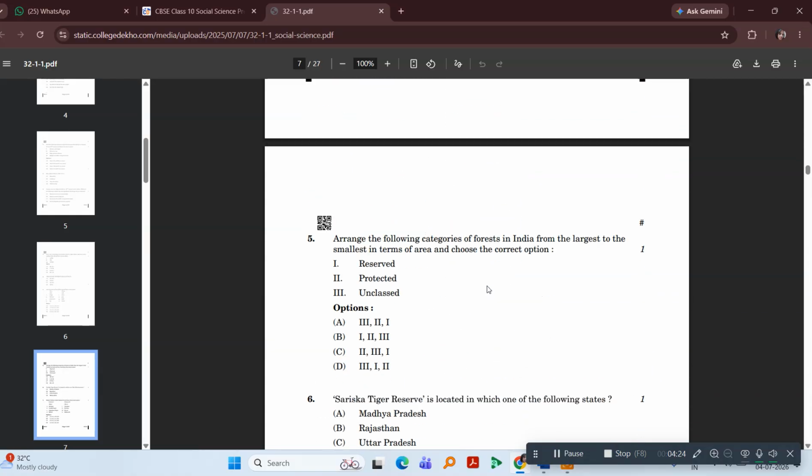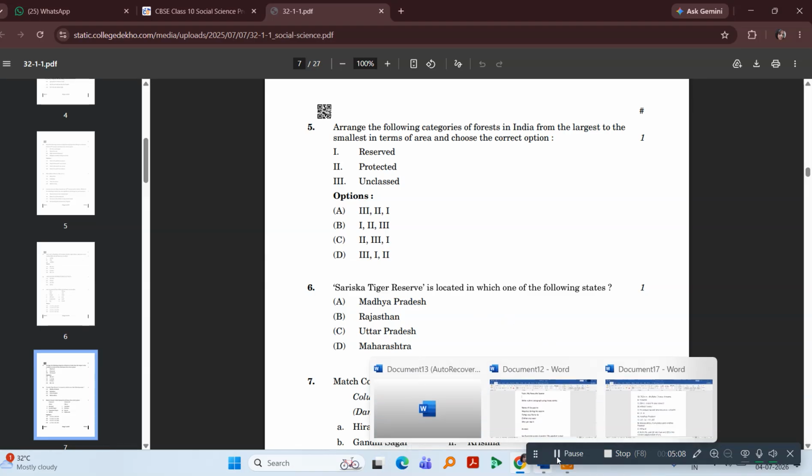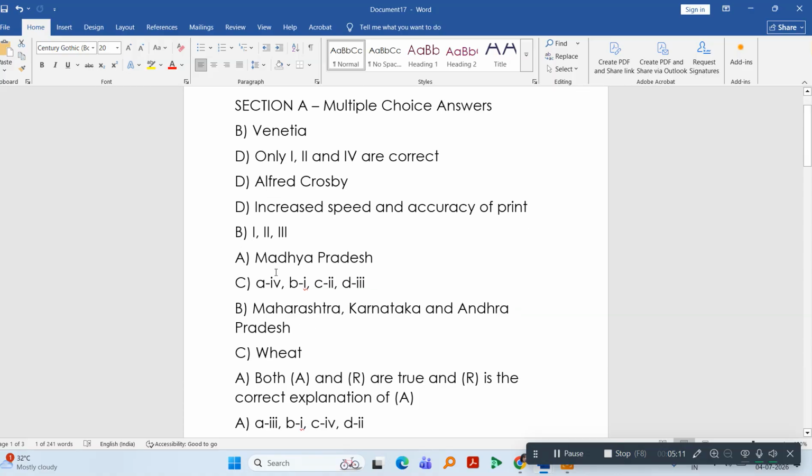Okay, so the next question is, arrange the following categories of forest in India from largest to the smallest in terms of area and choose the correct option. This is a question of geography. These are reserved, first one, second one, protected, and then unclassed. And the options are A. third, second, first. B. First, second, third. C. Second, third, and first. D. Third, first, and second. And the correct answer is B, first, second, and third. Let's move on to the next one.